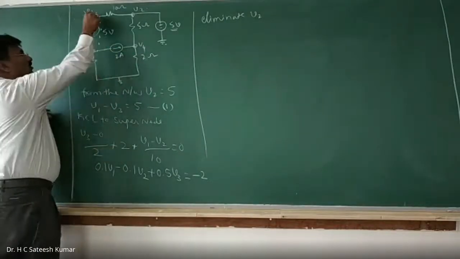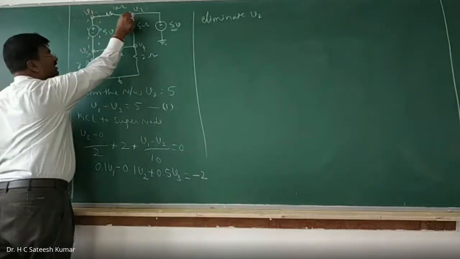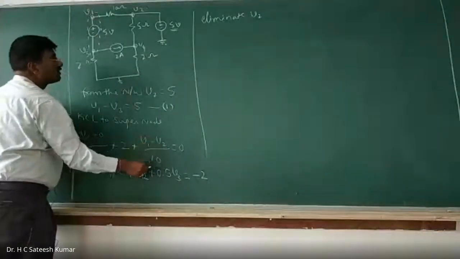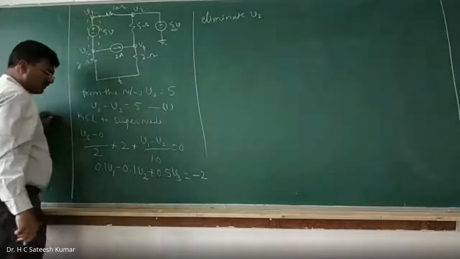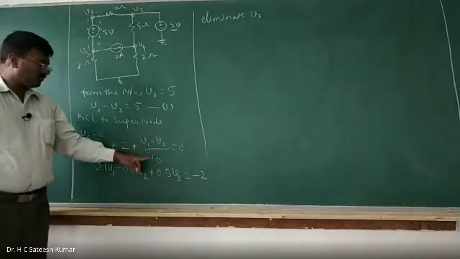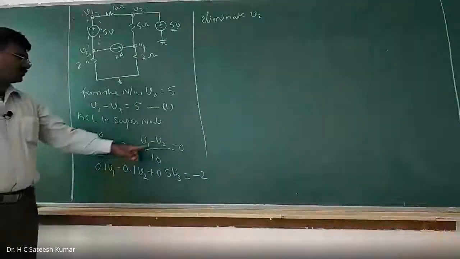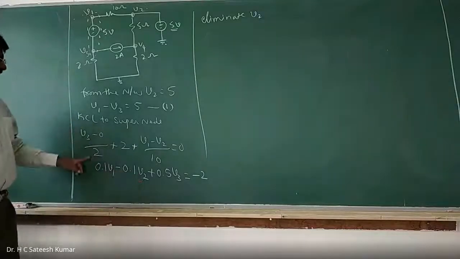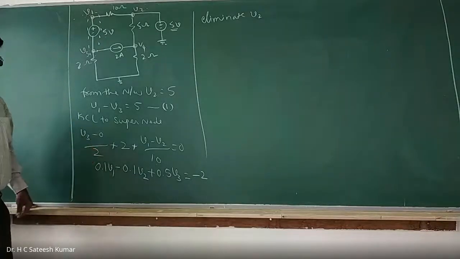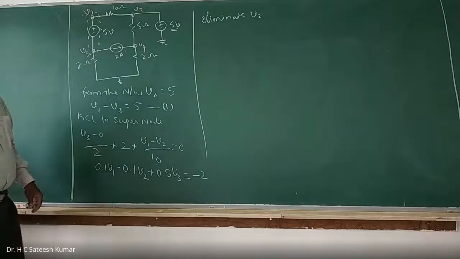Next, go to this one. V1 minus V2 divided by 10 is equal to 0. Combine together, we can make a single node. Now, V1 coefficient 1 by 10 is 0.1 V1. V2 coefficient is minus 1 by 10, minus 0.1 V2. V3 is 1 by 2, 0.5 V3 is equal to minus 2. Call this equation number 2.